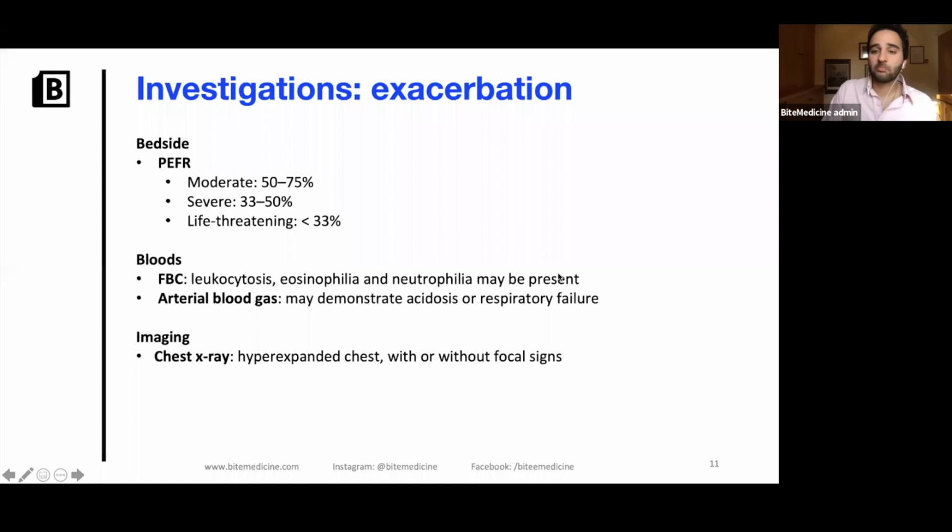Some blood tests, general blood tests, full blood count. Are there any markers of inflammation that are raised? Arterial blood gas, it may demonstrate acidosis. It may demonstrate evidence of respiratory failure as well. And then a chest X-ray. So hyperexpanded chest, classic in patients with asthma, classic in patients with COPD as well. And there may be some focal signs like evidence of consolidation, for example. So yeah, those initial investigations are quite straightforward for patients with an exacerbation of asthma.